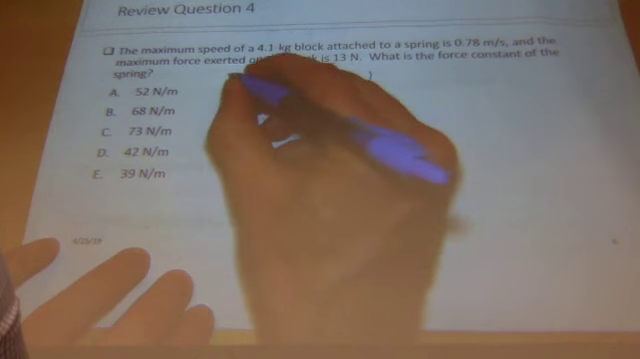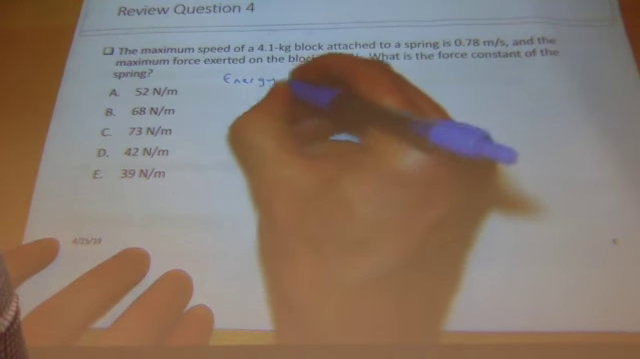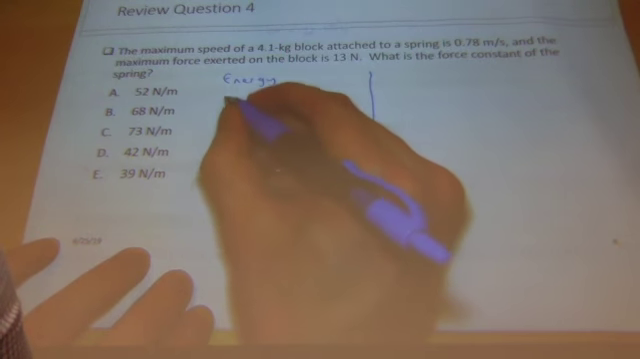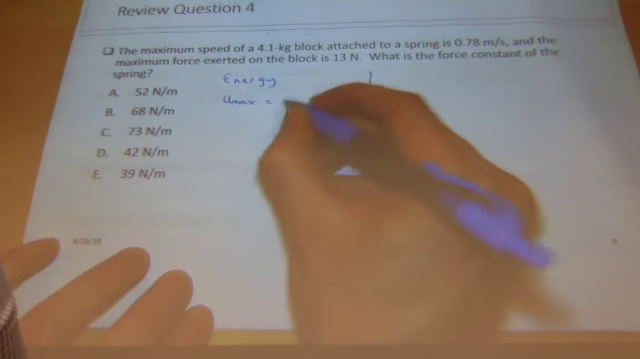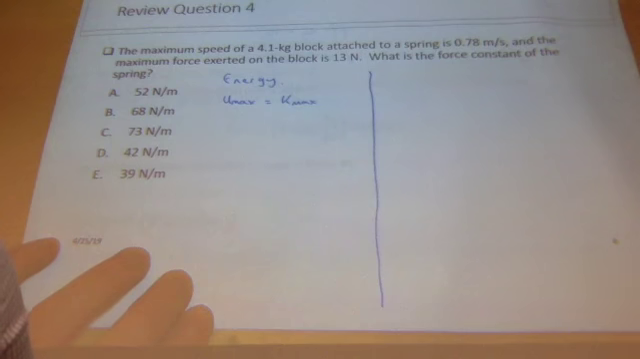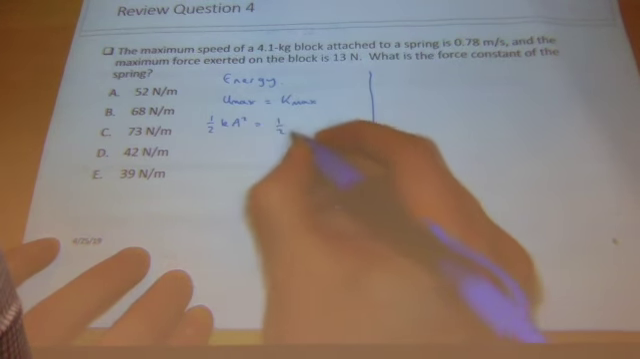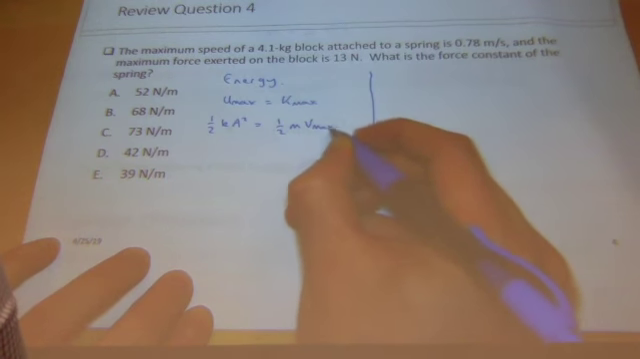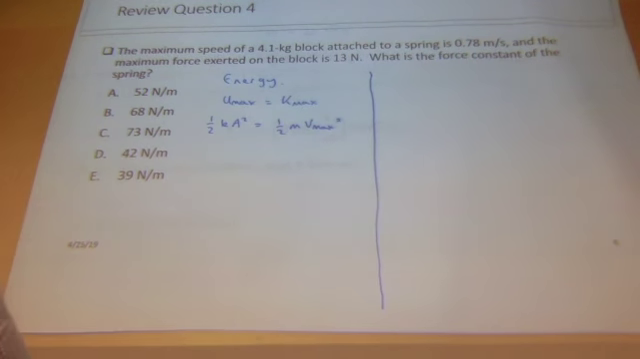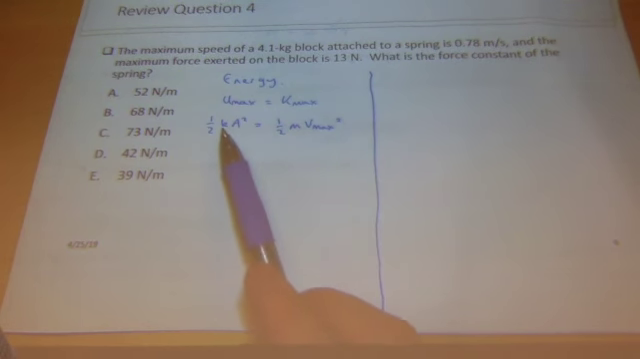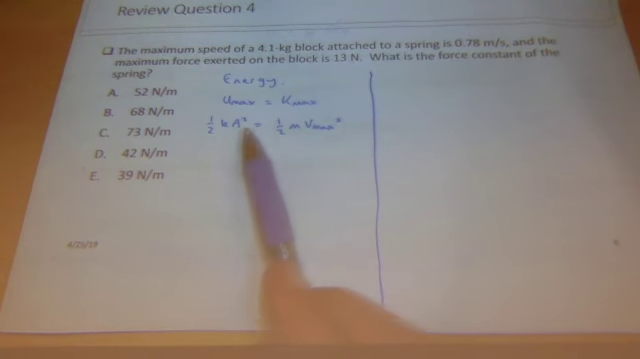So if I go down sort of an energy route, things that we do know. So I know that Umax equals Kmax. So that means I know that 1/2 Ka squared equals 1/2 mVmax squared. So at least in this expression, I have Vmax, I have m. I'm looking for K. I don't know what A is though. And that's sort of the conundrum, trying to solve for A in terms of other quantities.